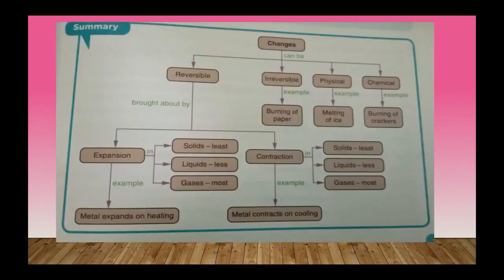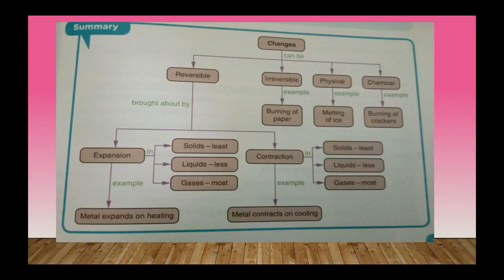And these are the characteristics, the changes that will occur, and the entire mind map for this first unit: changes, reversible, irreversible, physical and chemical. These are the changes we are going to read in this class. And reversible changes, what are the reversible changes that will happen? Expansion, solid, liquid and gases, right? Solid converts to liquid, liquid converts into gas, and once again if the process is reversed, we can get the original state.